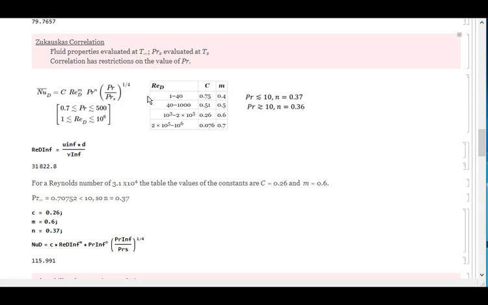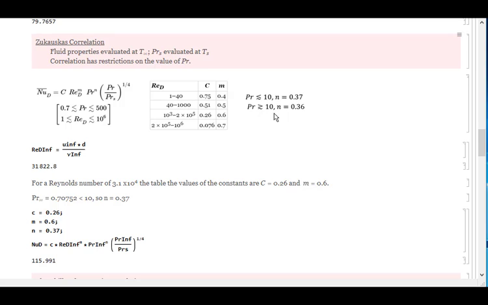The fluid properties have to be evaluated at the free stream temperature, and there is a value of the Prandtl number that also has to be evaluated at the surface temperature. This correlation does have restrictions with regards to the Prandtl number shown here and with the Reynolds number, and you have to take into account what the Prandtl number happens to be for an additional constant. We'll usually be dealing with Prandtl numbers less than 10, especially for gases.